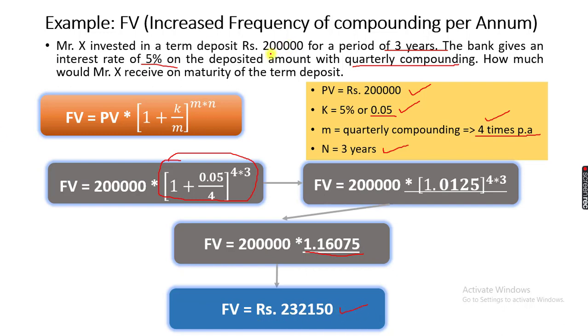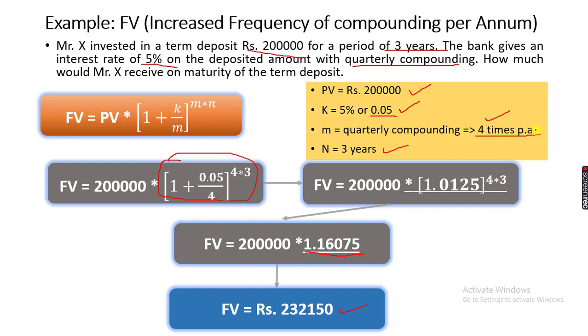The answer is 2,32,150. It means that if we are investing 2 lakh rupees today for a period of 3 years at an interest rate of 5%, which is quarterly compounded, then we would receive 2,32,150. Always remember that the power of compounding will be higher and higher if there is a greater frequency of compounding. In this case, the M value is 4 because it is quarterly compounded.